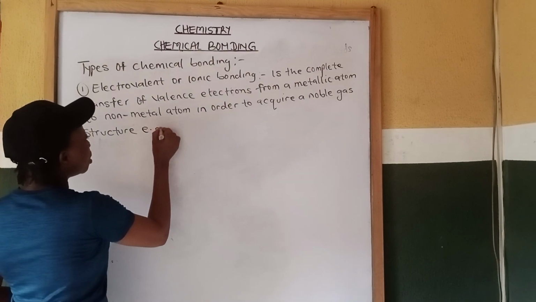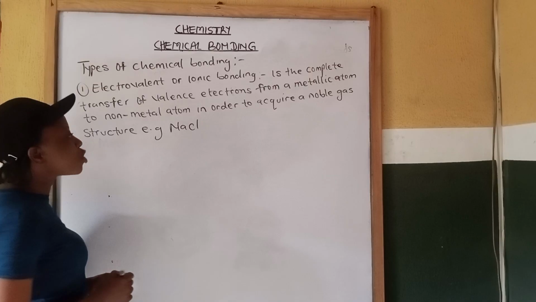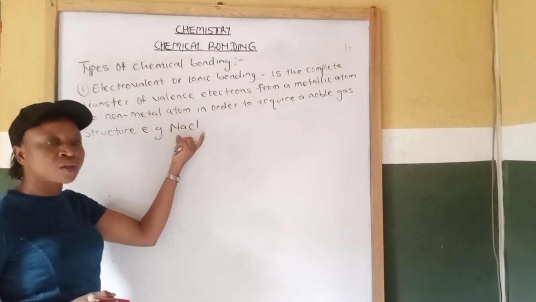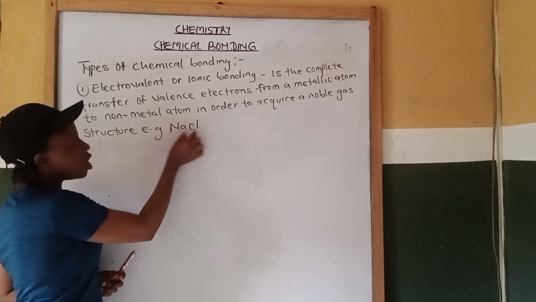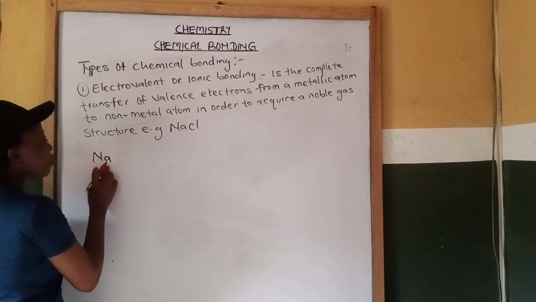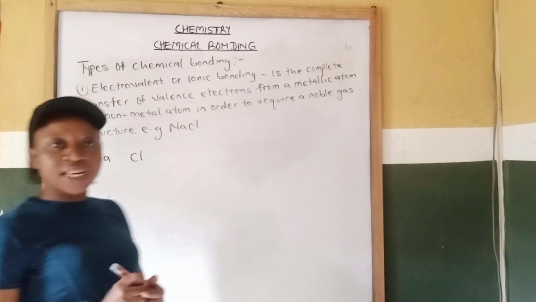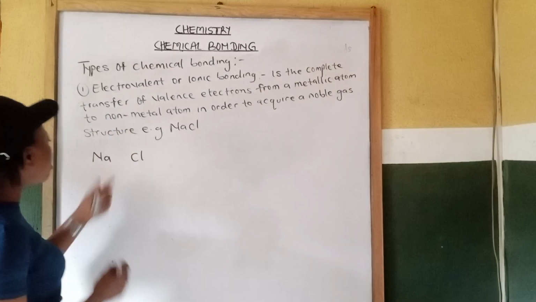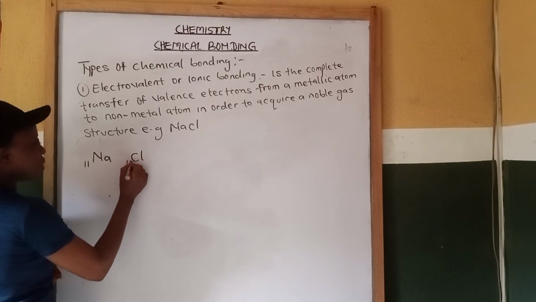Example, e.g., is sodium chloride. Sodium chloride is the combination of two atoms: an atom of sodium and an atom of chlorine. Which one is a metallic atom? Which one is a non-metallic atom? Now sodium is number 11, while chlorine is number 17.